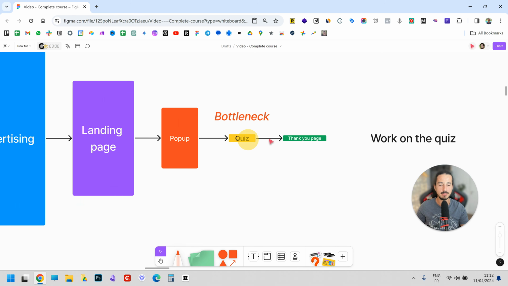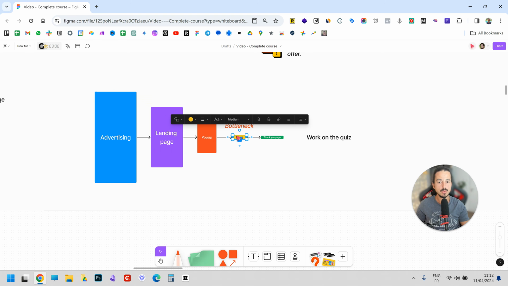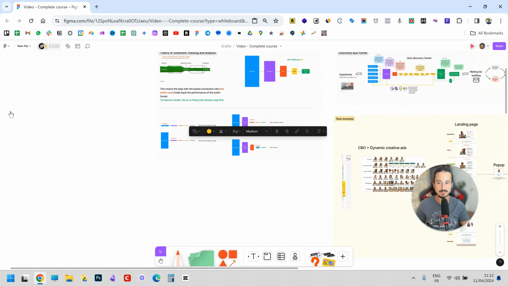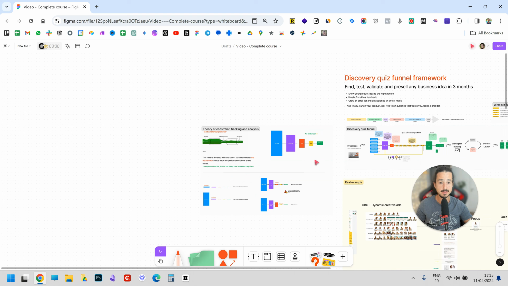That's the last bottleneck: if people don't finish the quiz. It's maybe that your quiz is not nice enough, not friendly enough, not smooth enough, so you need to work on the quiz. So in the end, it was a very complicated word to explain a very simple concept.